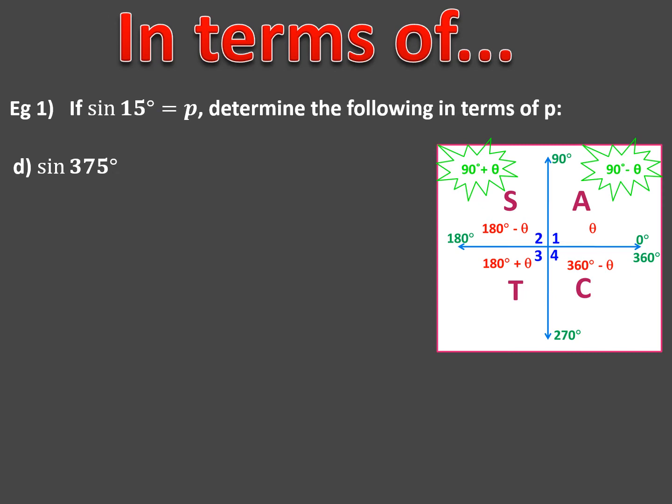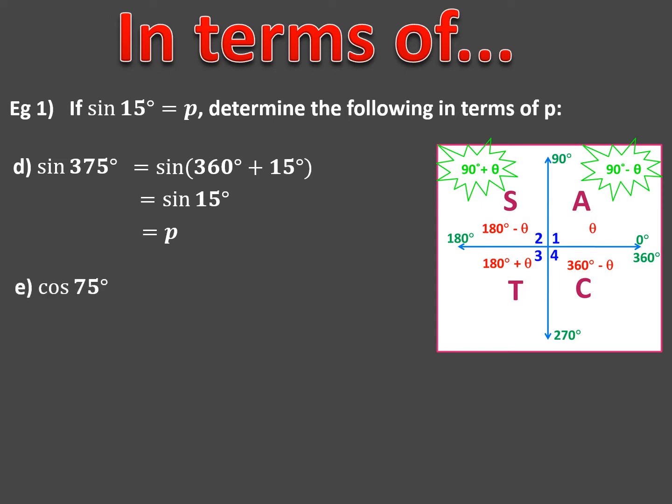Sine 375 degrees. Now that angle is greater than 360, so that's all the way back in the first quadrant, because I can rewrite 375 degrees as 360 degrees plus 15. Now, in the first quadrant, all my trig functions give me positive answers, so I can reduce that angle to sine 15 degrees, which is just p.